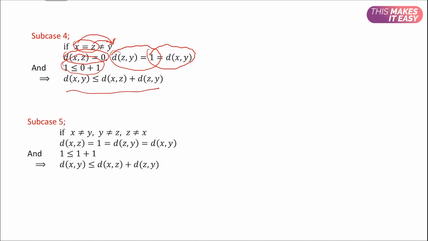In the fifth and final case, none of them is equal to another point, so the distance will be 1 for all. So 1 is less than or equal to 2. Again the triangle inequality condition has been satisfied. So we have proven that this is a metric function because it satisfies three conditions: symmetry, the triangle inequality, and the first condition that the distance between 2 points is 0 if and only if those 2 points are the same.